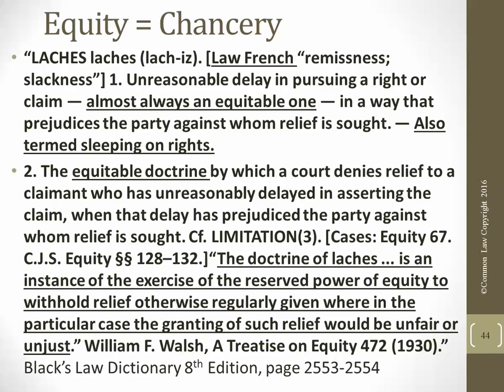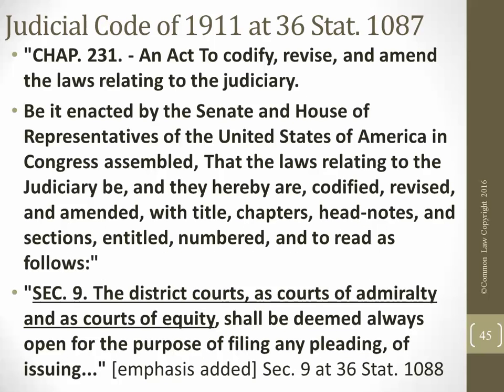Anyways, that's taken from William F. Walsh, A Treatise on Equity, 1930, which is cited in Black's Law Dictionary, 8th edition. The Judicial Code of 1911. Okay, that's found at 36 Stat 1087, and that's an act to codify, revise, and amend the laws relating to the judiciary.